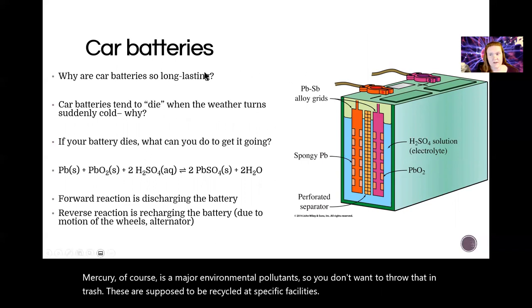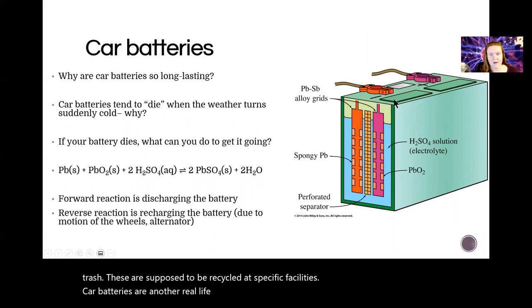Car batteries are another real life application. Car batteries are typically very concentrated sulfuric acid.